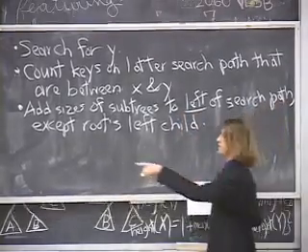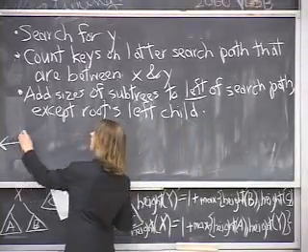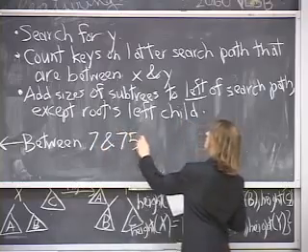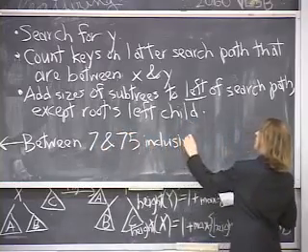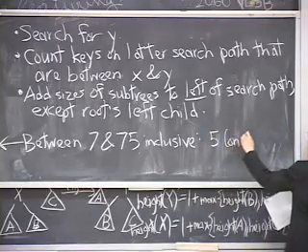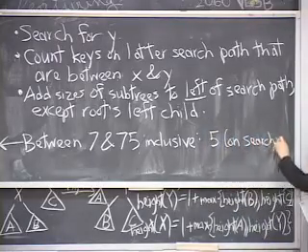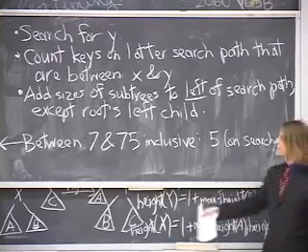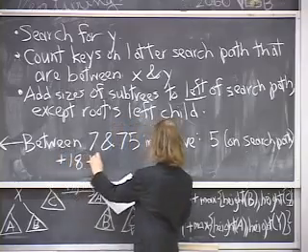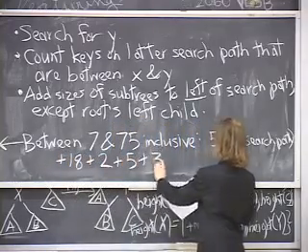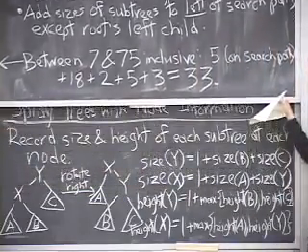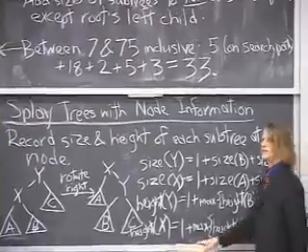And that's the algorithm. So in this example right here, if I want to know the number of keys between 7 and 75 inclusive, well, there are 5 on the search path that are in that range. Plus, we add in the 4 subtrees to the left of the search path. And that gives us the total number, 33, and it gives it to us in log n time, where n's the size of the tree.